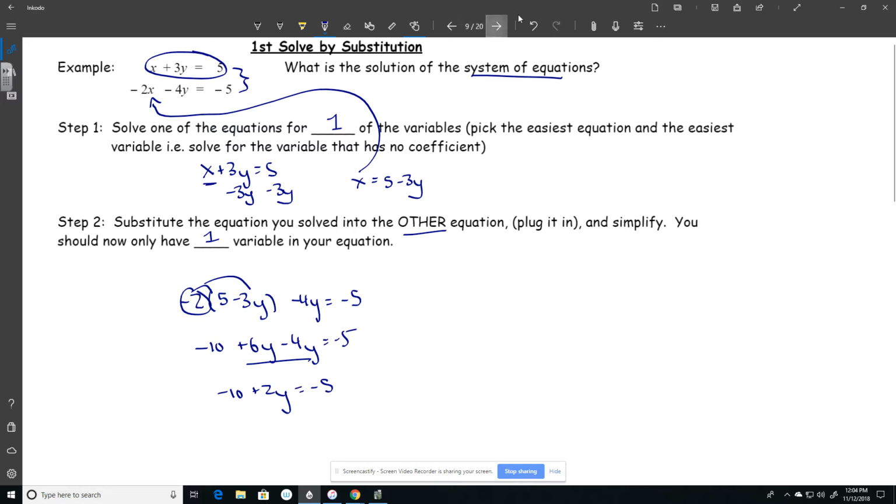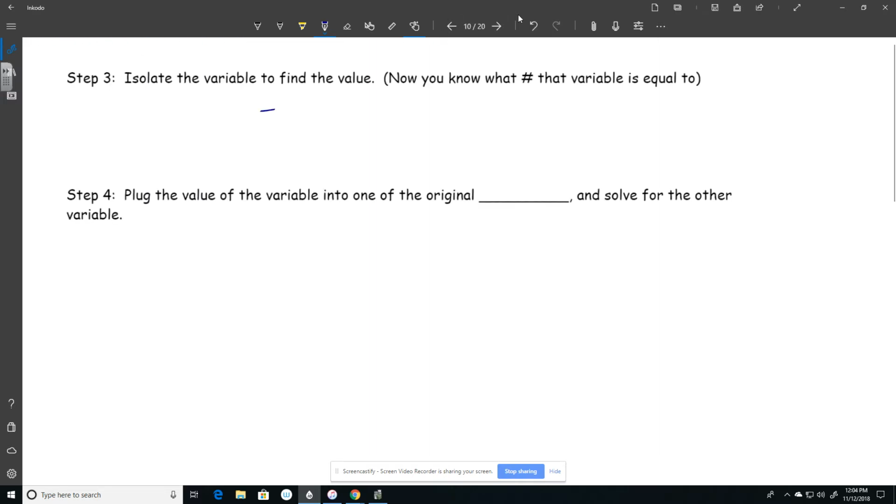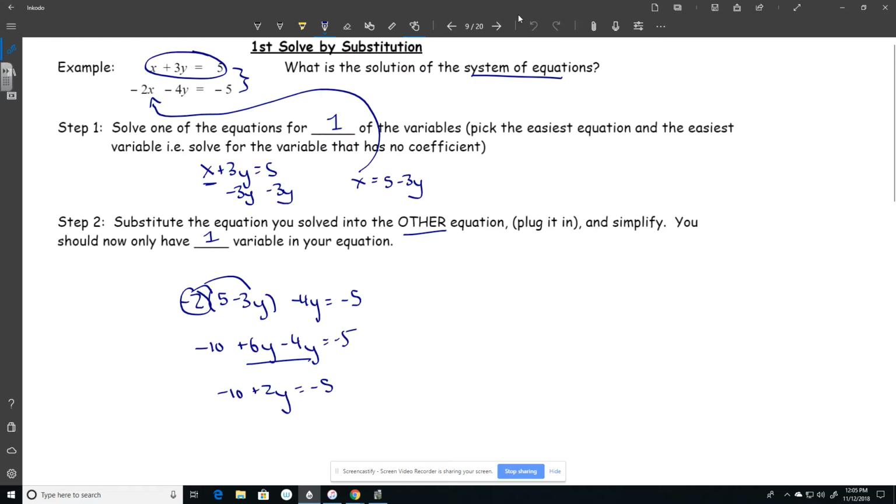So I can actually solve my equation now, which is step 3. So I have negative 10 plus 2y equals negative 5. So I can isolate my variable now because there's only one variable. So I'm going to add 10 to both sides. So 2y equals positive 5. And then I'm going to divide by 2. So y equals 5 halves. Which I know a lot of you don't like fraction answers, but too bad. You're going to start getting them today. So my y value that is true for both of these equations is when y equals 5 halves.